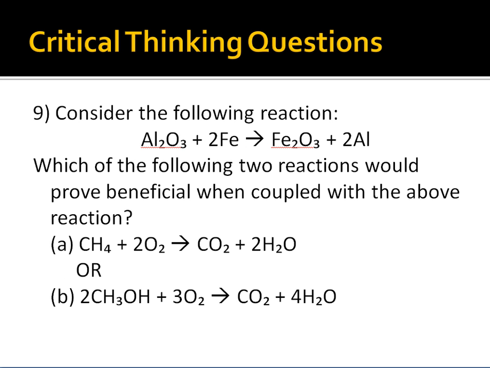Number 9, consider the following reaction. Aluminum oxide plus 2 iron goes to iron oxide plus 2 aluminum. Which of the following 2 reactions would prove beneficial when coupled with the above reaction? A, would it be methane plus 2 oxygen goes to carbon dioxide plus 2 waters? Or would it be B, 2 methanol plus 3 oxygen goes to carbon dioxide plus 4 waters?